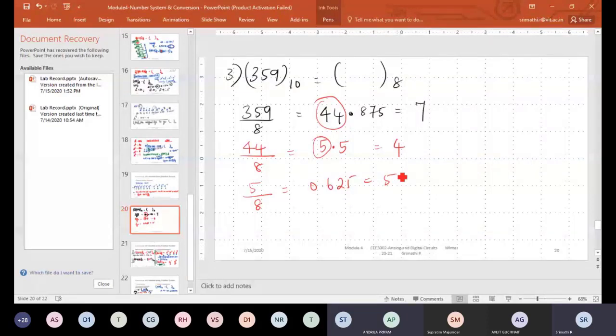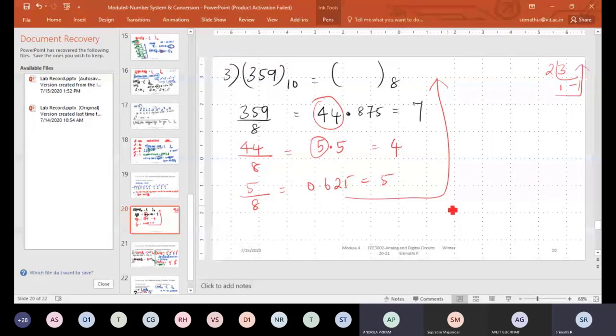Yes, ma'am. Right. So now how will you write this number? Upside down. All the remainders you need to write, right? Do you remember repeated binary division? For example, if it is 3, 2, 1, 1, you will be writing it like this. In the same way, the quotient is 0, so club all your remainders: 5, 4, 7. This is your answer. Is it okay, guys? Yes, ma'am.